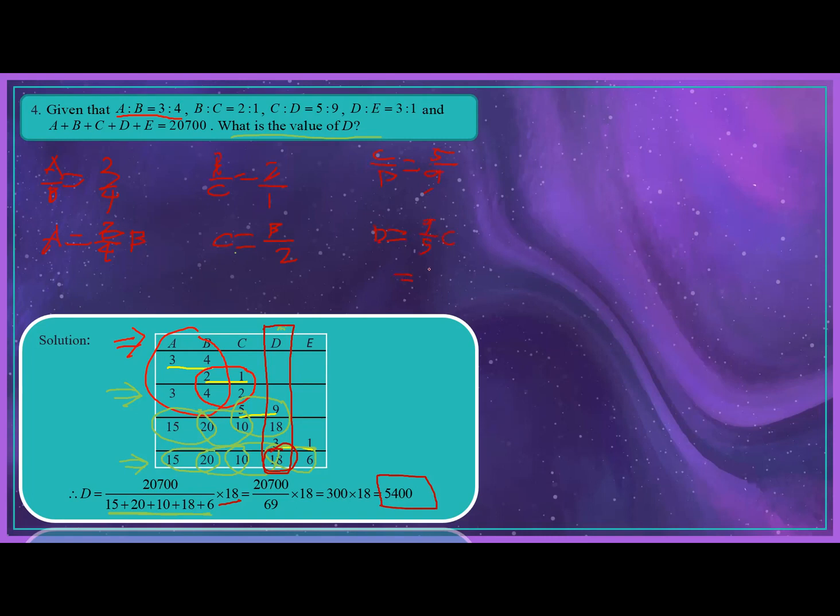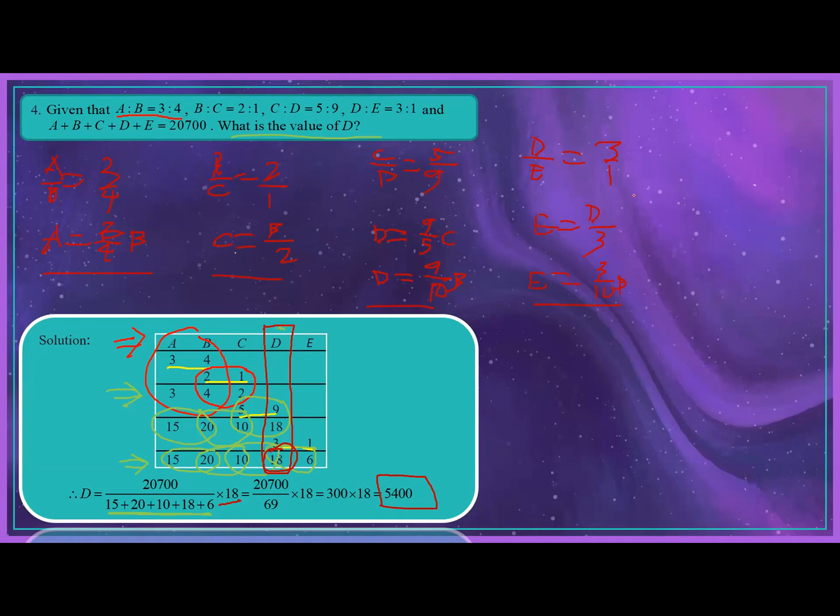But C is B over 2. So you have D as 9 over 10 B. Okay. And for D is to E, you have 3 is to 1. And your E now is D over 3, which is 3 over 10 B. So now you have all variables in terms of B. And from here, you solve for B and you adjust everything up to B. Okay. So those are two different options to solve this kind of problem.